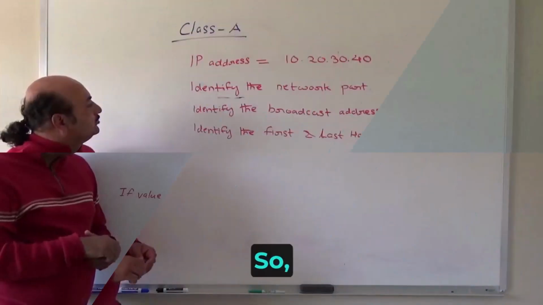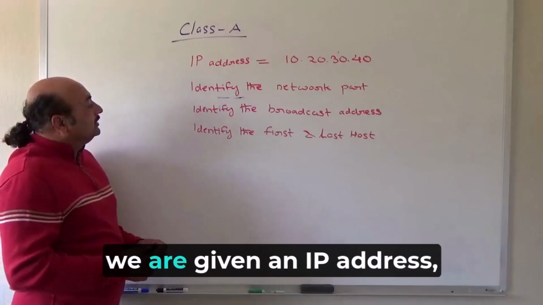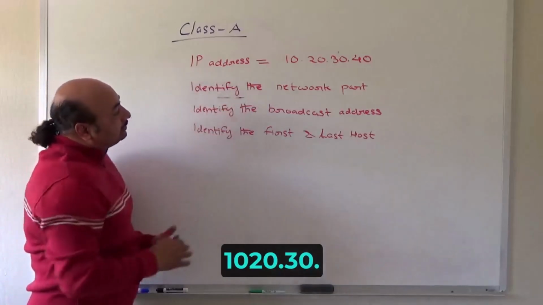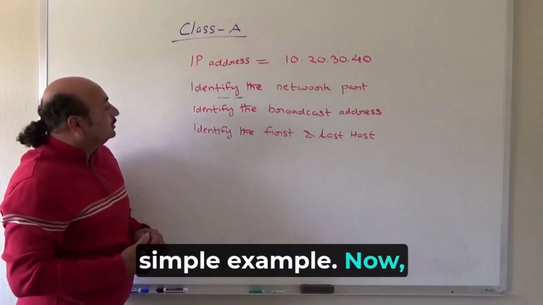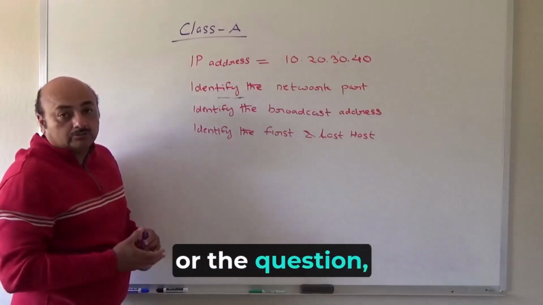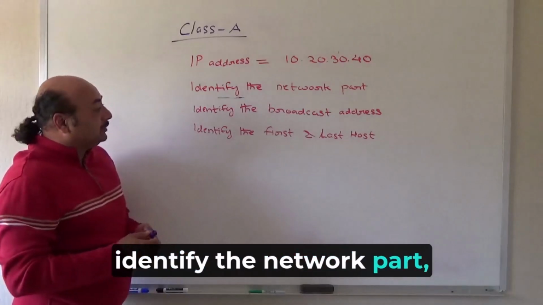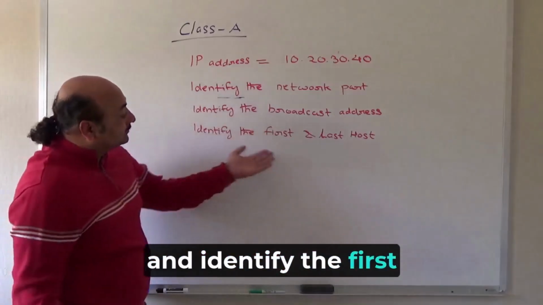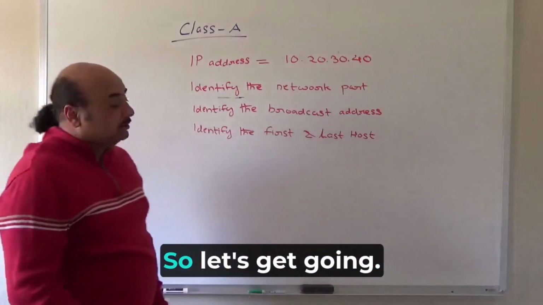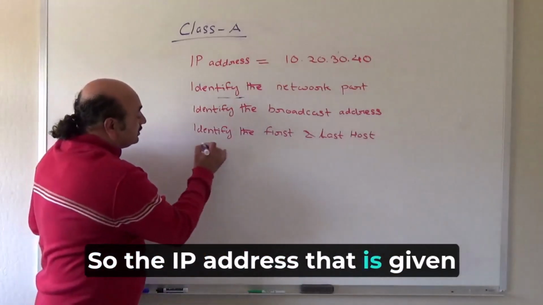Okay, so taking the example for class A IP addresses, we are given an IP address 10.20.30.40. I just took a very simple example. Now the task at hand is to identify the network part, identify the broadcast address, and identify the first and the last host. So let's get going.